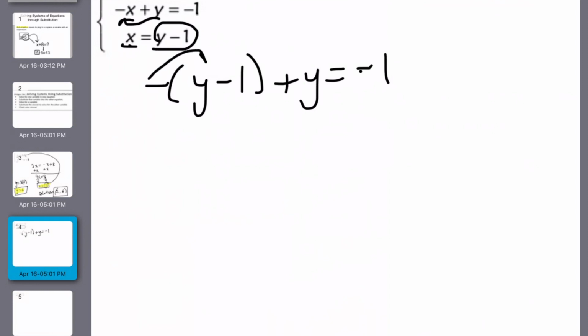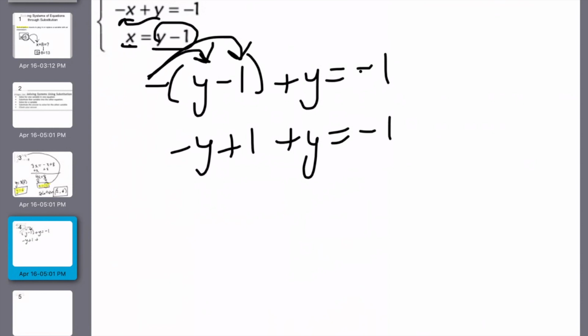So I need to distribute this negative sign through, which is really just a negative 1. So negative 1 times y is negative y. Negative 1 times negative 1 is positive 1. So I get negative y plus 1 plus y equals negative 1. Well, after I rearrange things, I have a negative y and a positive y, so they actually just cancel each other out. And I'm left with 1 equals negative 1.